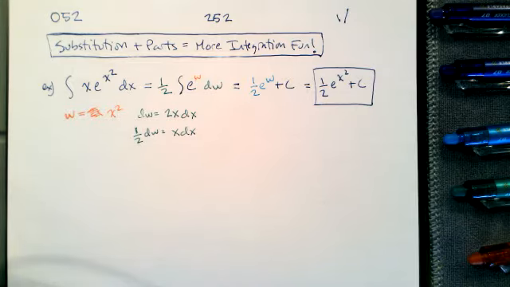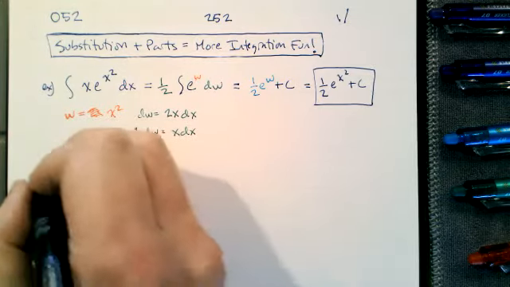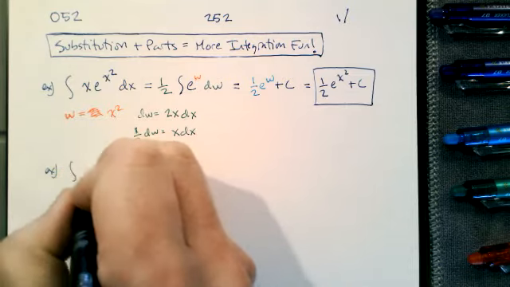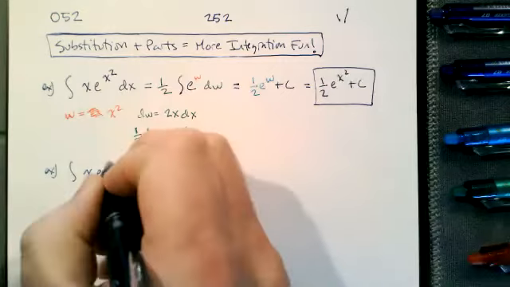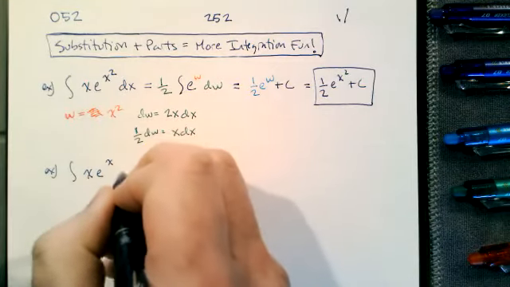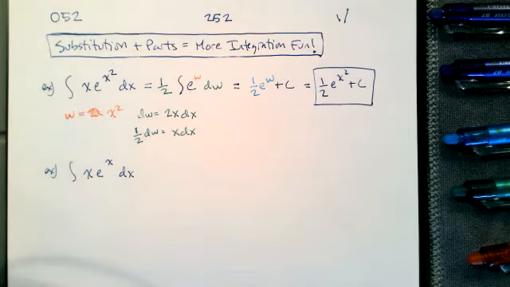Let's compare this problem, x e to the x squared, with a variation on this theme, which is parts. Let's integrate x e to the x, not squared this time, just an x e to the x. This one we won't want to make the substitution w equals x, because that would just be rewriting x as w, and we'd be in the exact same situation. So I don't have an inside and a derivative of the inside on this one, so we'll have to do parts.